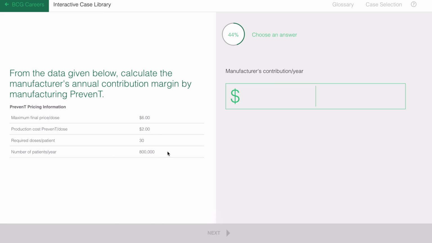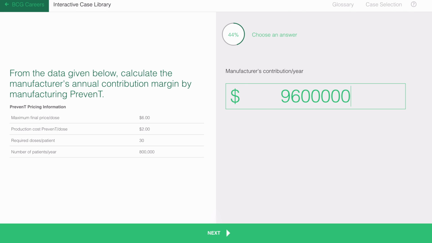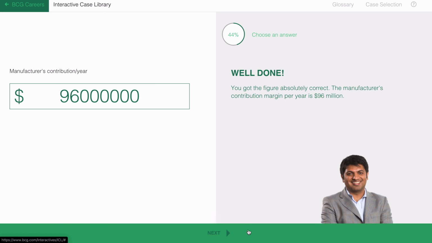year. So here we simply need to multiply number of patients per year, which is 800,000, times 30 doses per patient, times $4 unit contribution margin, calculated by taking the price and subtracting the cost per dose, right? So $4 times 30 times 800,000 gives us $96 million. Great.